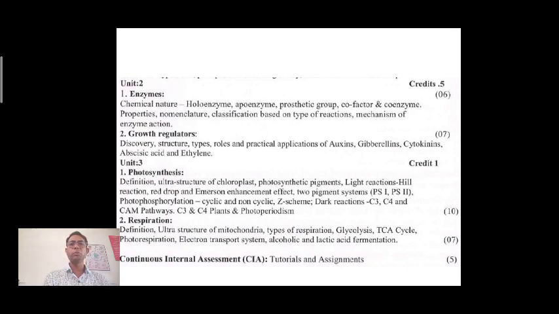The second part of unit number 2 includes growth regulators. These growth regulators are to be studied in terms of discovery, structure, types, roles, and application. The focus is on auxin, gibberellin, cytokinin, abscisic acid, and ethylene.